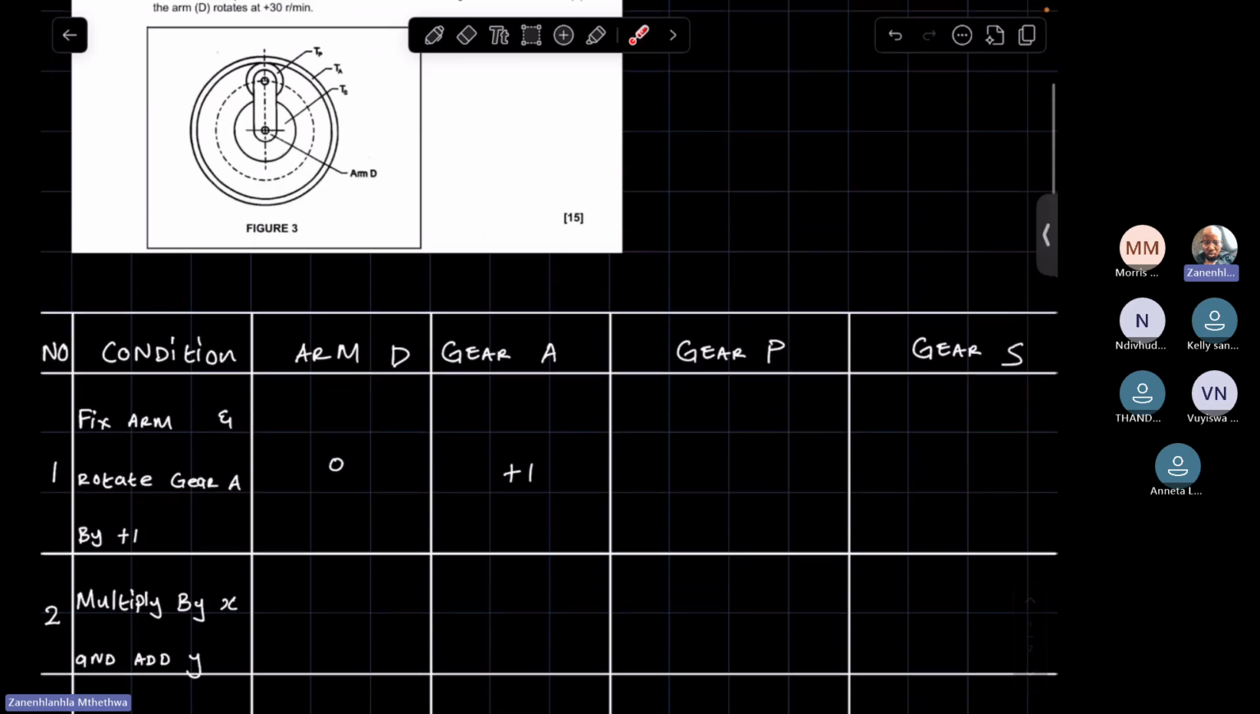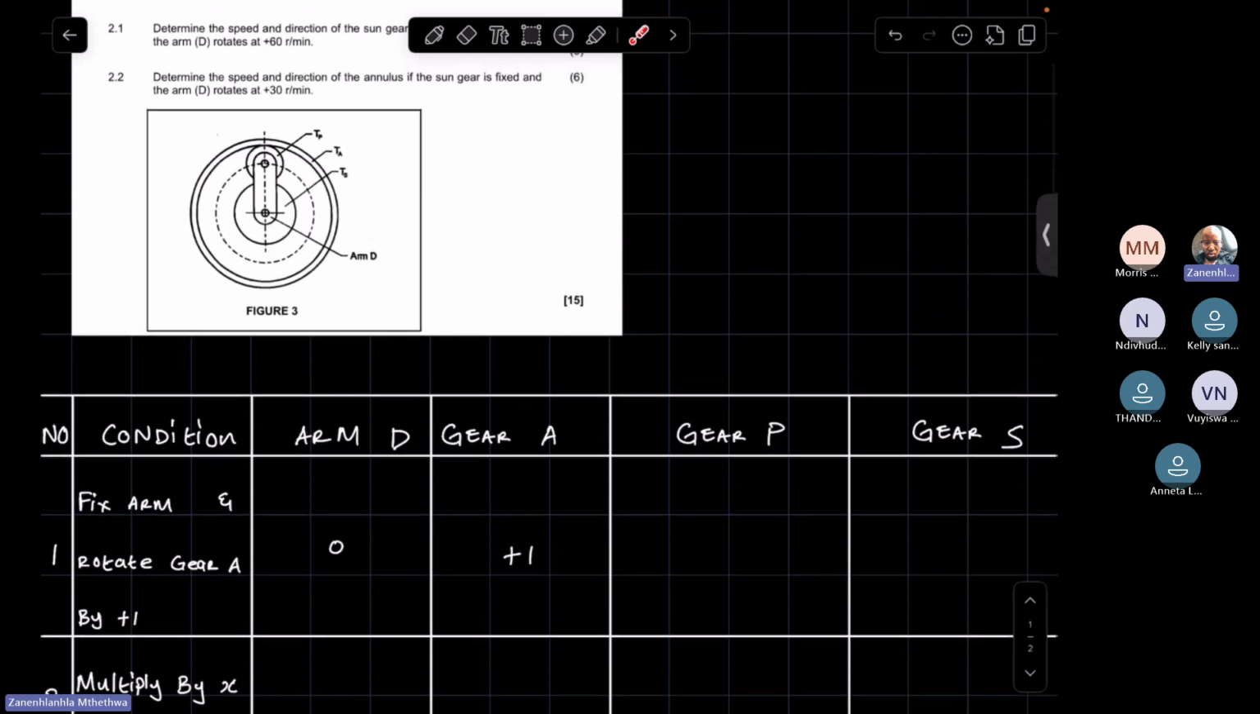Now, these are the guidelines that you have to follow in having to complete these two. Right? So from a general perspective, not just these two, but whenever you look at an exercise based on epicyclic gears, in order to complete the first condition, these are the guidelines that you have to follow. So take note.